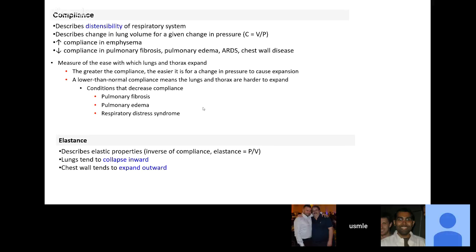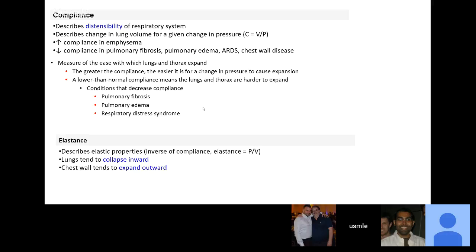Elastance, this is another definition. The elastance is going to be the elasticity property of the lung. How much recoil you're going to have. This is why it's different from compliance. Compliance is how much it extends. Elastance in here is how much it can go back to its original position. This is why it's going to be the opposite.